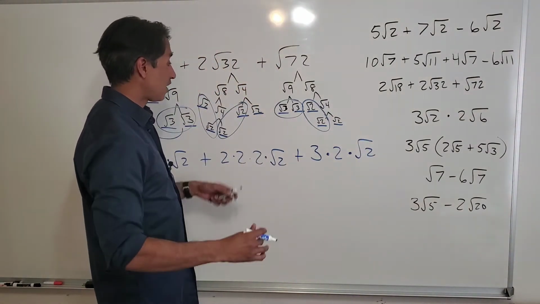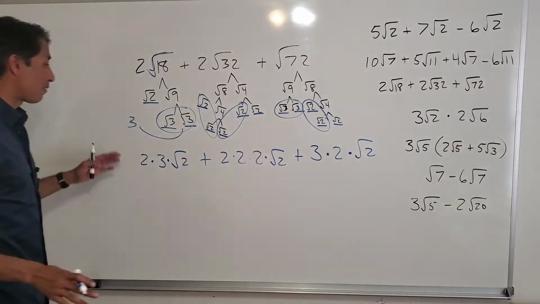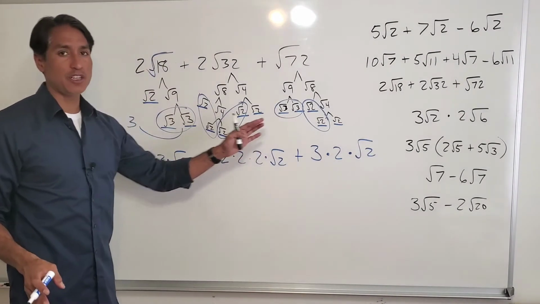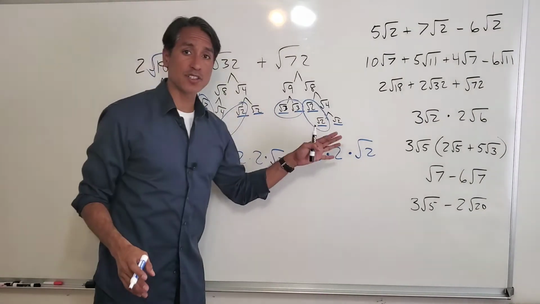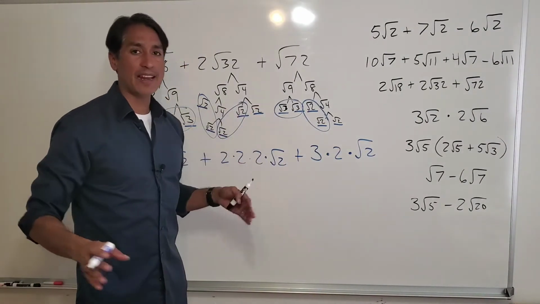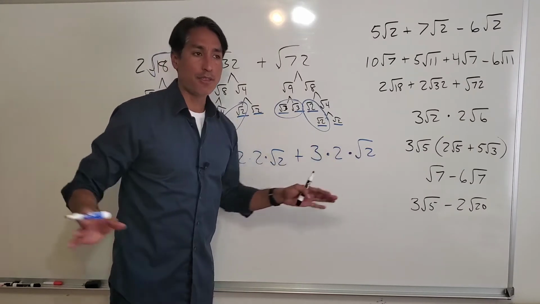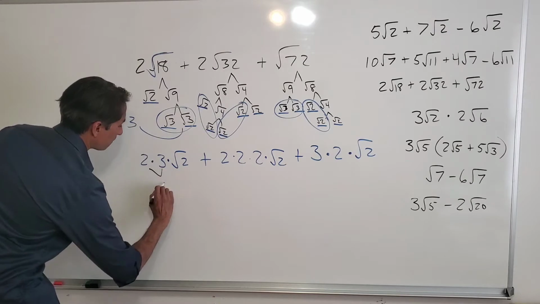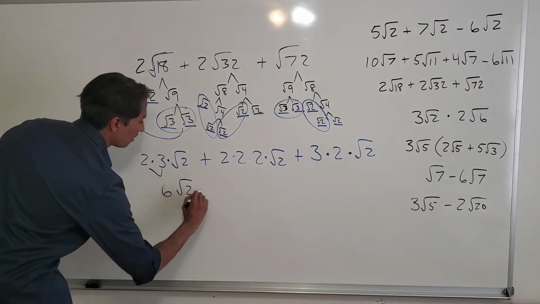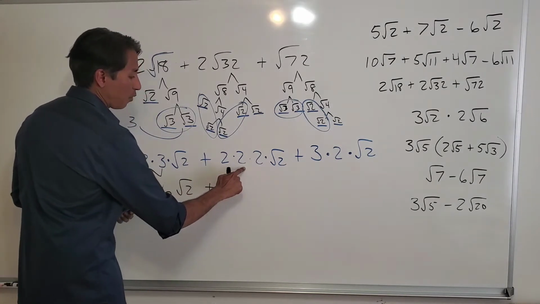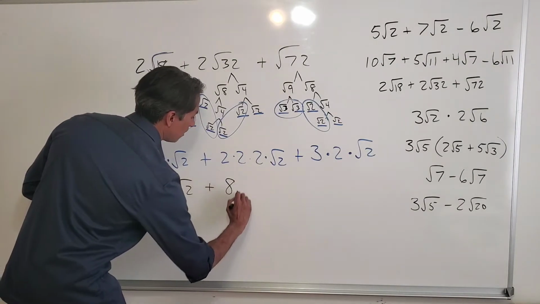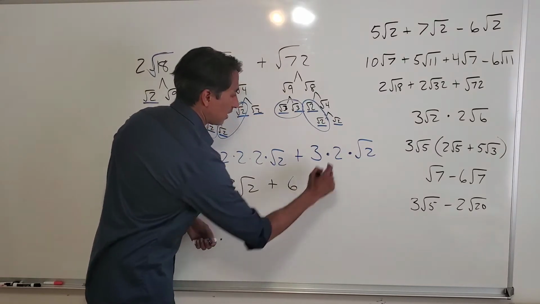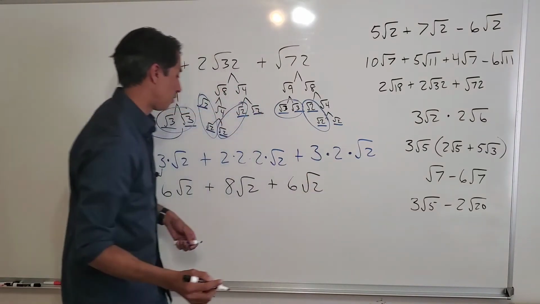Okay, so I got a lot of stuff. And you might notice I wrote out a whole bunch of math here. And for me, this was the easiest way to do it because I write out all my factors, I circle my doubles, and then I just rewrite them down below. Then I combine everything. 2 times 3 is 6. And then I have a square root 2. Plus 2 times 2 is 4. 4 times 2 is 8, square root 2. And then I have a 3 times 2, which is a 6, square root 2.